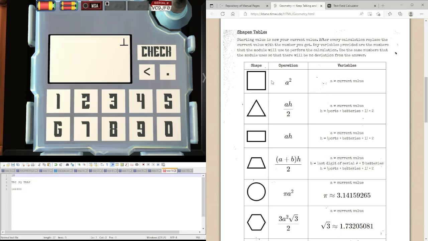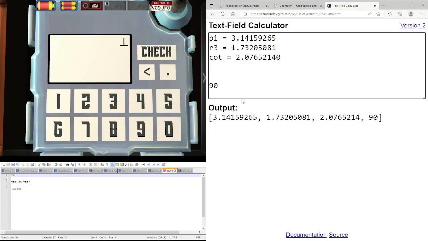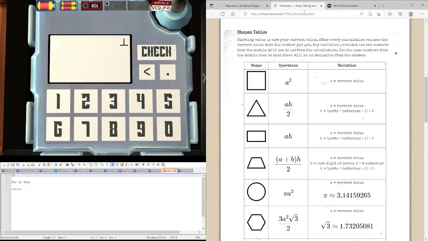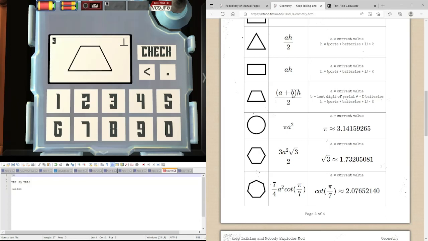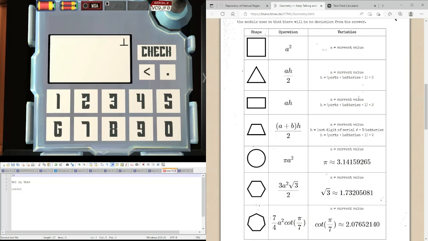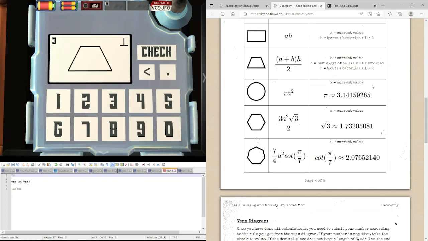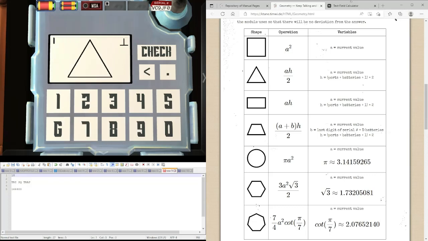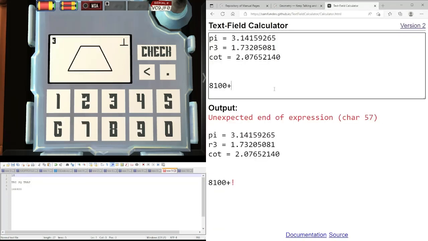Then we've got the number squared because of the square, which gives us 8100. We've got the trapezoid, where we have this variable b that we need to work out. It's nice and simple. It's going to be the last digit of the serial plus the amount of D batteries. The other shape is basically a times h, but this time you would have to include the times 2.